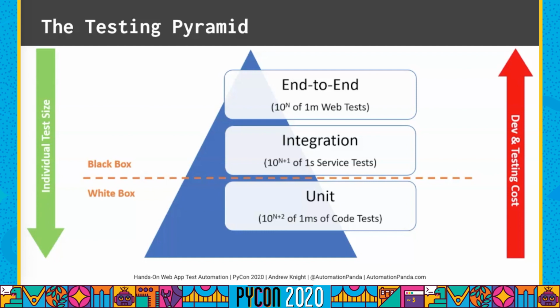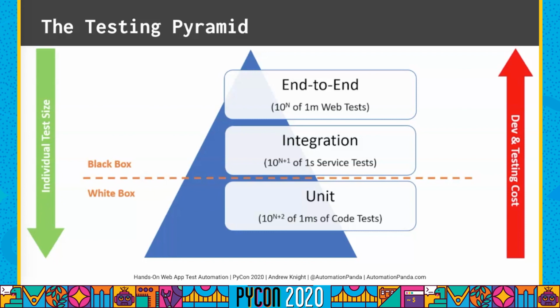The higher up you move the pyramid into integration and end-to-end tests, the tougher things become. The tests are more difficult to write. They have more dependencies. They're more likely to be flaky. The tests themselves are likely to be longer in terms of the number of steps. And they take more time to execute.